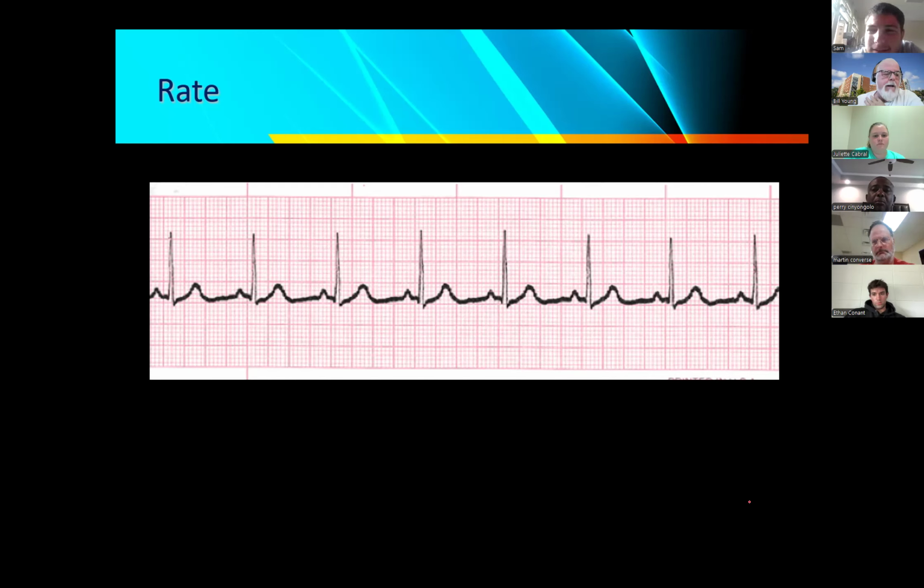Looks like 60, but my eyes aren't that good. Oh, well, that's okay. So, how many QRS complexes? Remember, if we're looking at a 6 second strip, we're going to count all of the QRS complexes. So let me get over here. There's 1, 2, 3, 4. Let me move your pictures out of the way. 5, 6, 7, 8. Okay, so our rate is actually 80 and not 60.